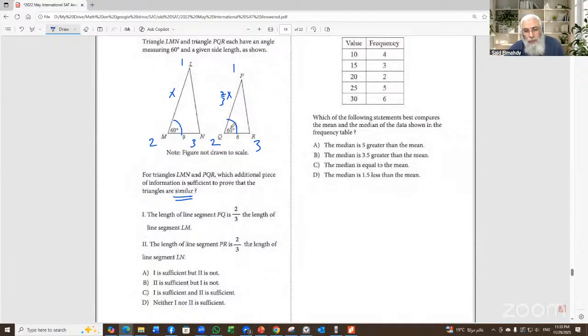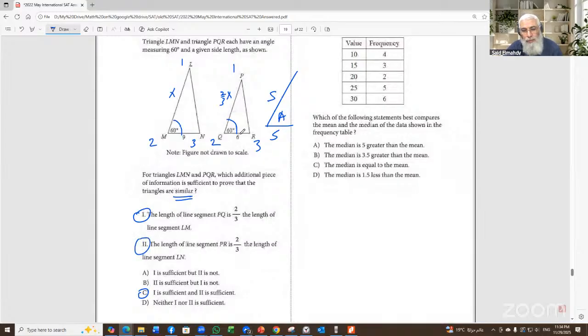Yes, so this will be side angle side. So this is enough. The length of line segment PR is 2/3 the length of line segment LN. Each of them is enough. 1 is enough and 2 is enough. 1 is sufficient and 2 is sufficient. So this is correct. So each of them is sufficient.